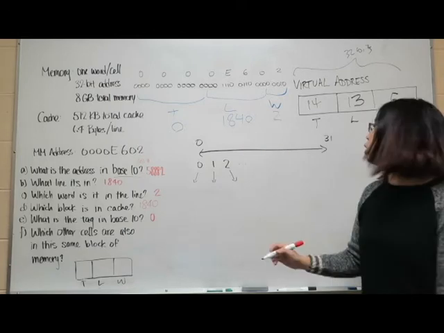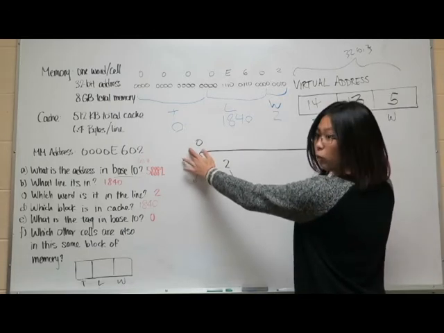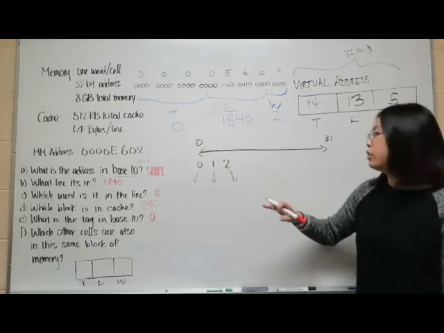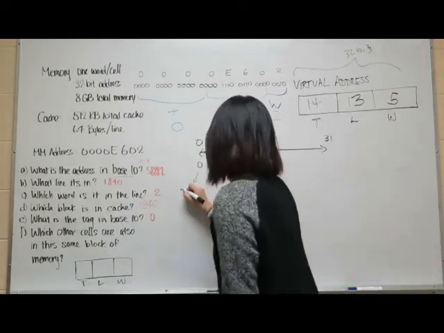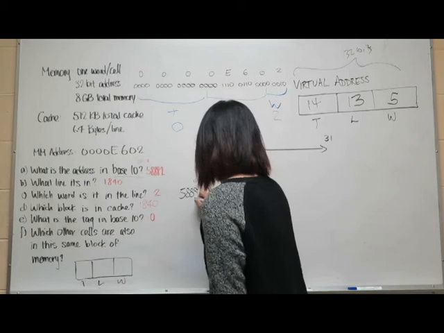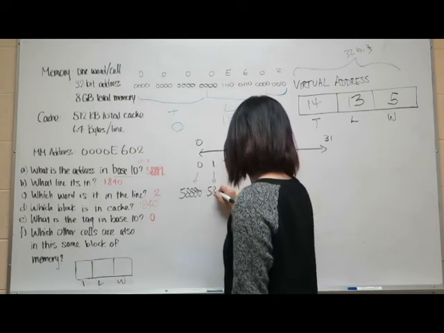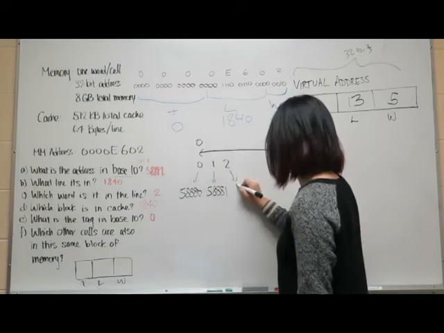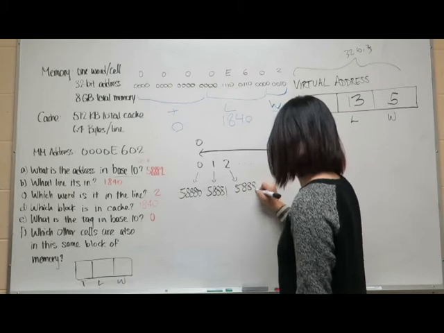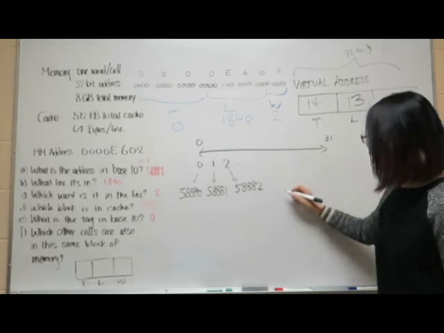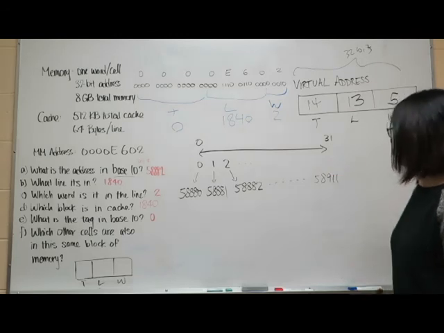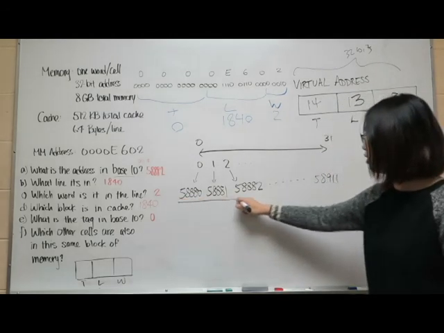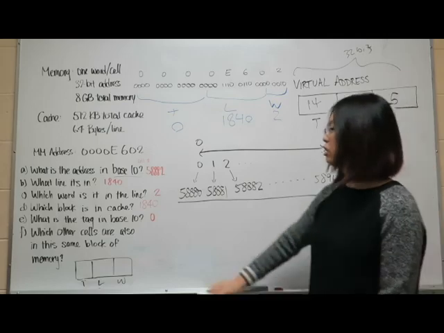And the line goes from 0 all the way to 31, and we're going from 58880, 58881, and then this is the word that we figured out earlier, right? And it goes all the way to 58911. And this is going to be your answer for F.